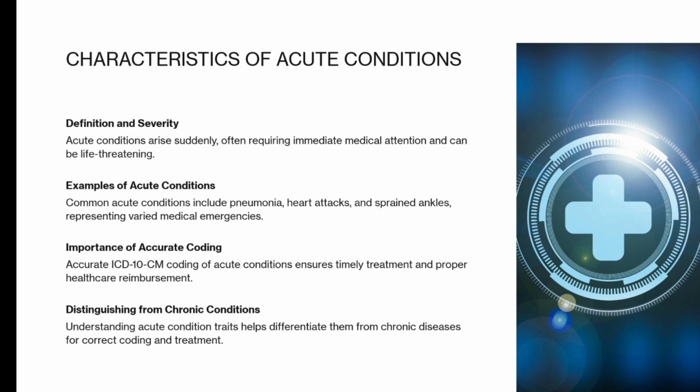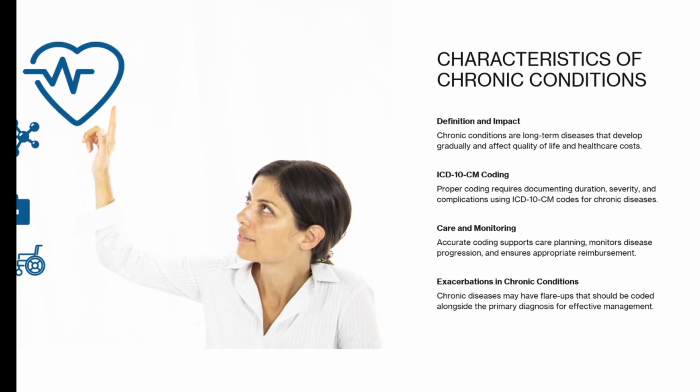Now we go and see what the characteristics of acute conditions are. Acute conditions arise suddenly and require immediate medical attention. Examples include pneumonia, heart attack, and sprained ankle. These are coded using ICD-10-CM acute disease codes. Coders must identify onset and severity to apply the correct codes.